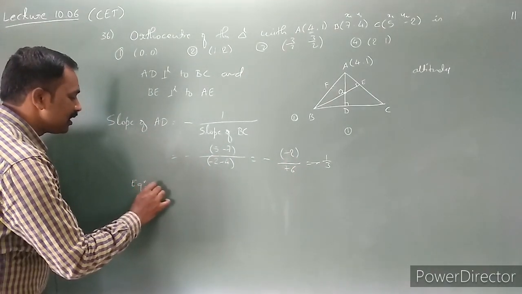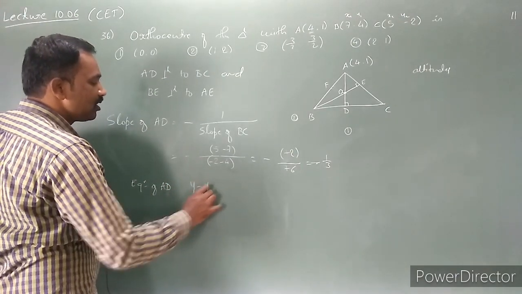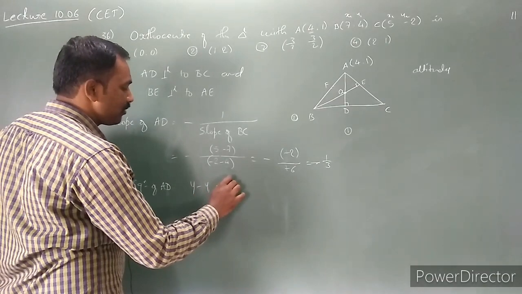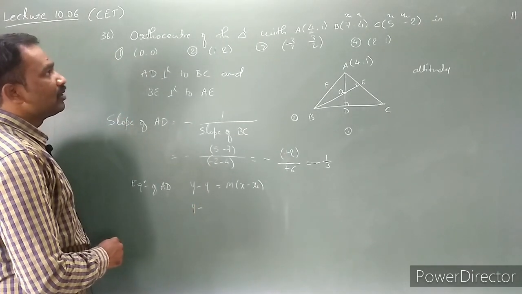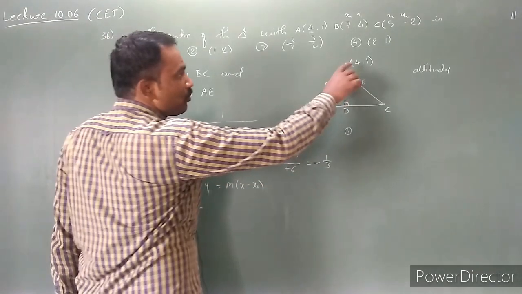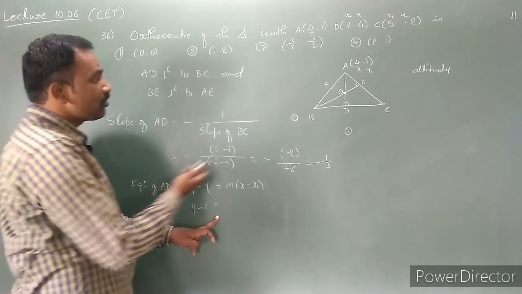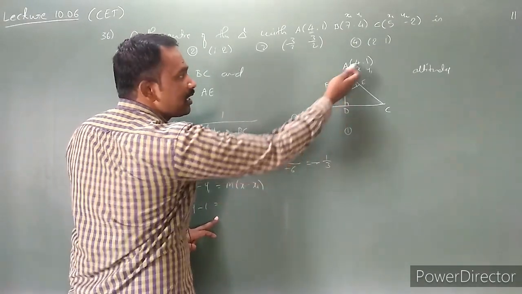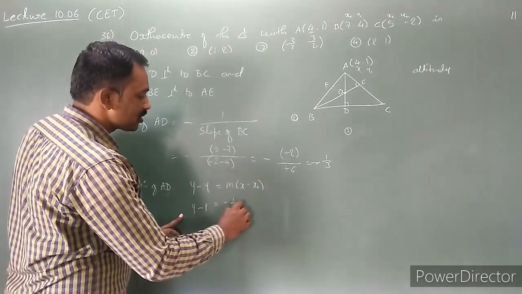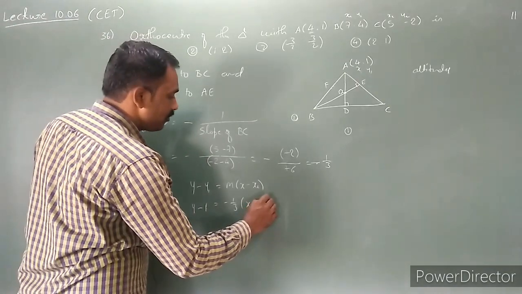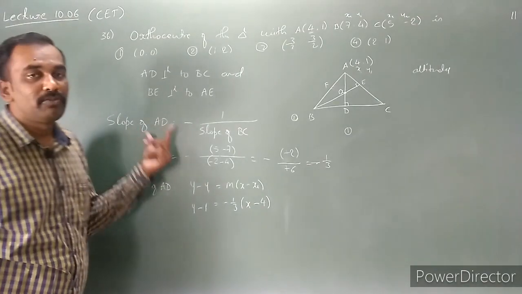Now we can easily get the equation of AD. To find the equation of AD, with the slope and one point, y minus y1 is equal to m into x minus x1. What is the y1 value? Here the point A is x1, y1, and the y1 value is 1. Are you clear? So y minus y1 is equal to m, the slope is minus 1 by 3, into x minus x1, where x1 value is 4. Can I take the reciprocal here or is it correct? It is correct, because I just followed the slope of AD.